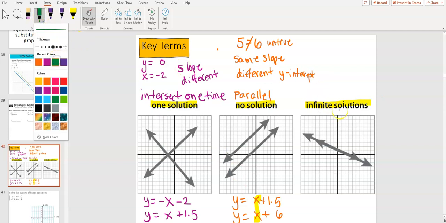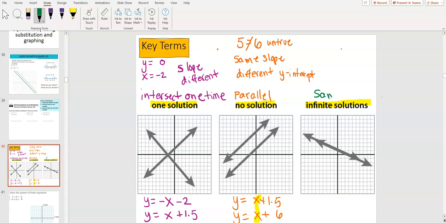And then the last one we're going to look at is our infinite solutions. So for infinite solutions, you probably notice that they are touching infinitely. They are the same line. So if I look at a graph and they are on top of each other, they are the same line, I know it's infinite solutions. If I look at their equations and they are the same equations, then I know that it is infinite solutions. This one is going to be -x plus 1, we'll say.